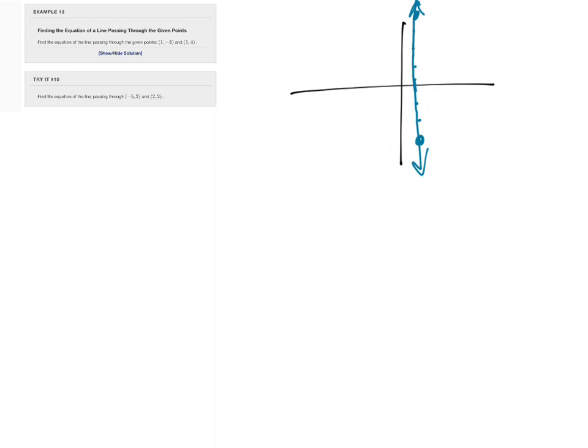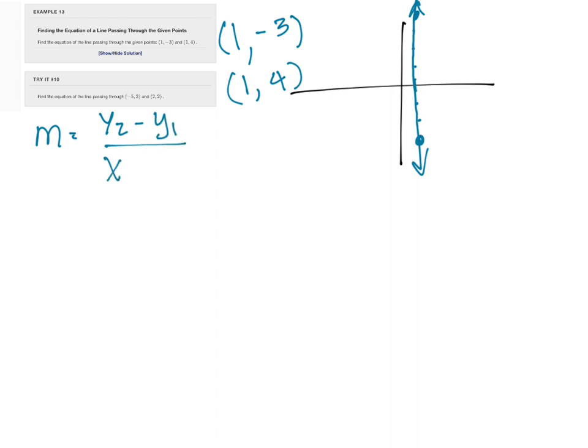But if I didn't have my head kind of on a swivel about that, I might say something like, hey, find my slope. I've got 1, -3, and 1, 4. If I go m equals y2 minus y1 over x2 minus x1, I'm going to have 4 minus -3 over 1 minus 1. 0 on bottom. It doesn't even matter what's on top, right? Now I know my slope's undefined. This must be a vertical line.